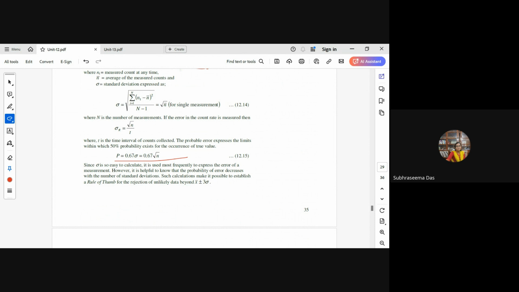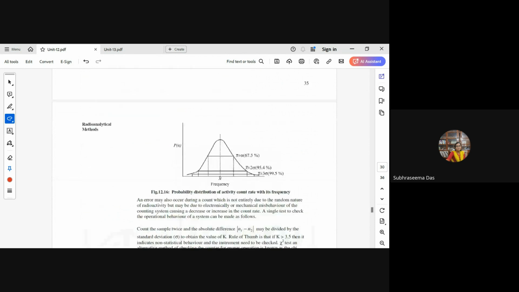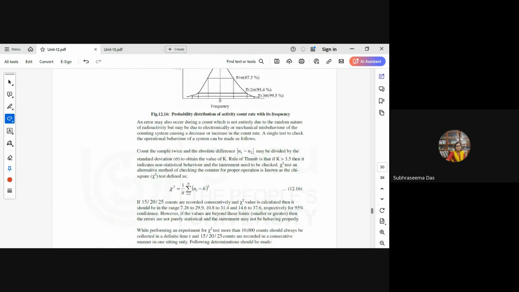So therefore, it is helpful to know that the probability of error decreases with the number of standard deviations. Such calculations are mostly made by a rule of thumb for the rejection of unlikely data beyond x bar extending to plus or minus 3 sigma. An error may also occur during a count which might not be due to the random nature of radioactivity, but might be due to electronic or mechanical misbehavior of the counting system.